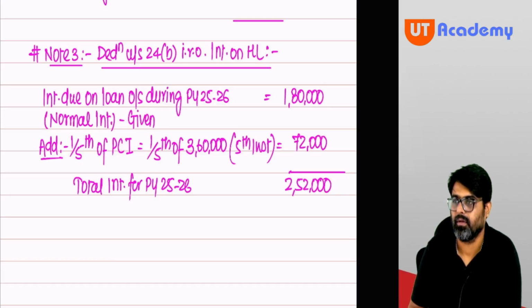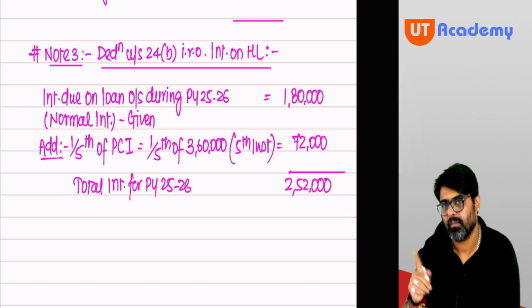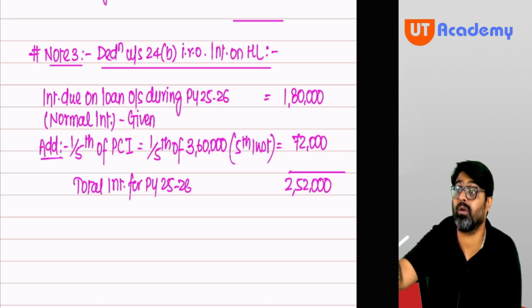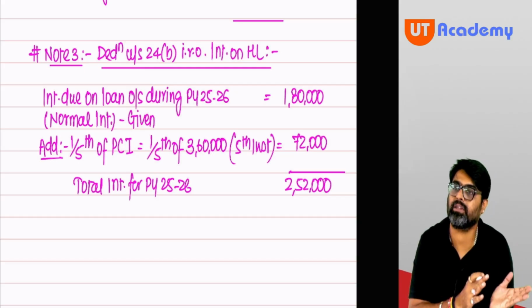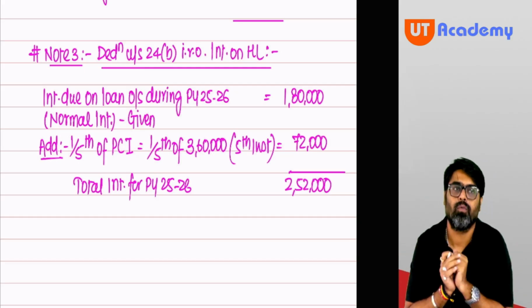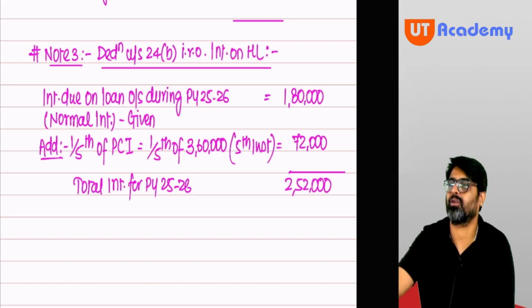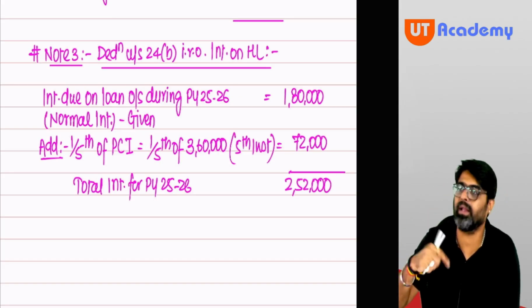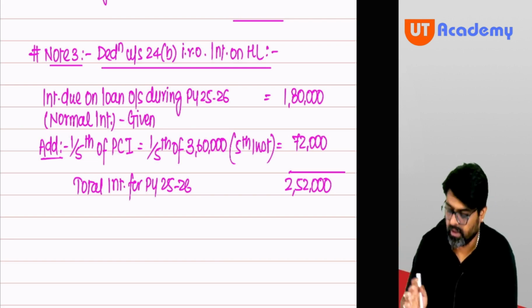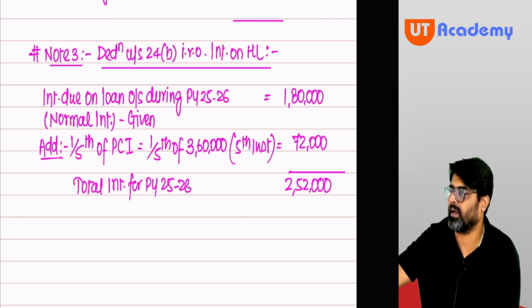How much limit? 30,000 or 2 lakhs? Why are you taking the 2 lakhs limit? Because the loan is taken on or after 1st April 99. For what purpose? Construction, purchase or construction, yes or no? And the construction also got over within 5 years from the end of the year in which the loan was taken. So all the three conditions to take that 2 lakh limit are satisfied.